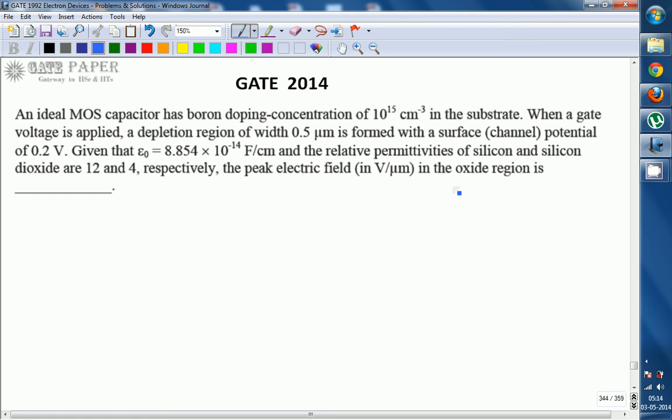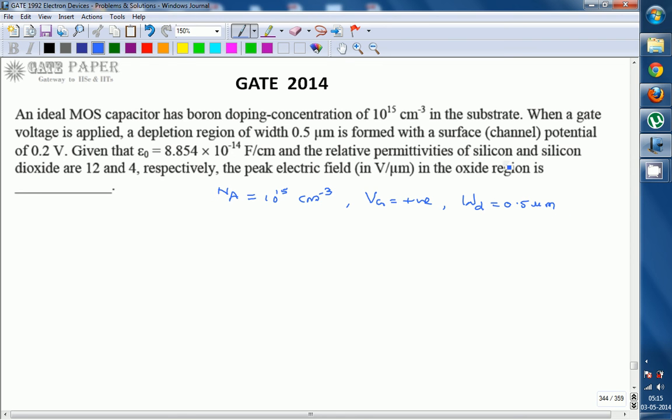So we are going to calculate the peak electric field in the oxide region. The given conditions: Na, that is boron doping concentration, which is nothing but acceptor concentration, is given as 10 power 15 per centimeter cube, and Vg is the applied gate voltage. A depletion region is going to be formed whenever Vg is positive, and the width of the depletion region is given as 0.5 micrometers.